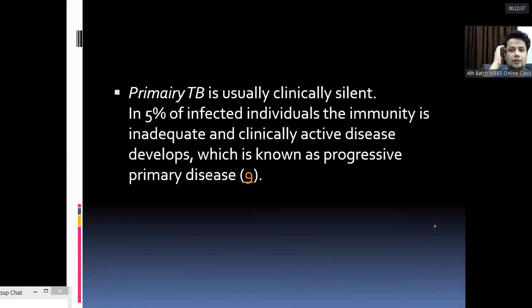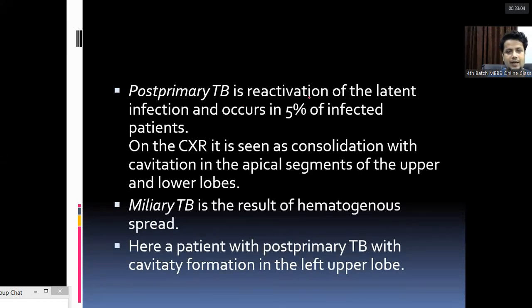So coming to the next topic, that is a short topic, I'm going to discuss only some radiological features of tuberculosis. Tuberculosis could be primary or post-primary TB. Primary TB is usually silent, and in almost 5% of the infected individuals, the immunity is inadequate and clinically active disease develops, which is known as progressive primary disease. Post-primary TB is reactivation of a latent infection, occurring in 5% of infected patients.